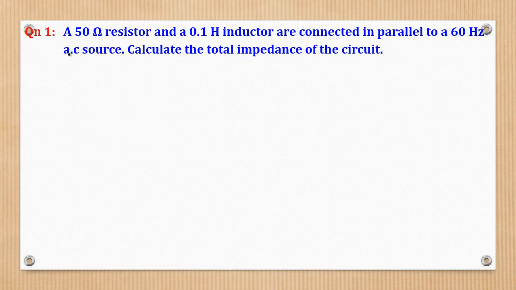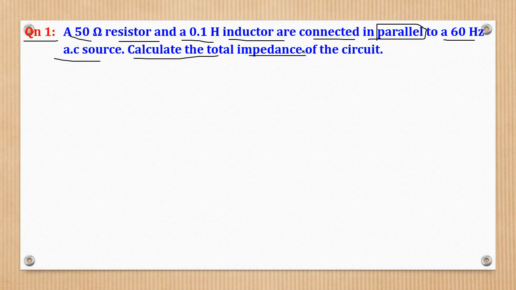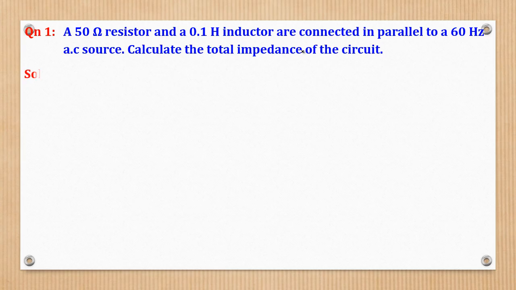So with that, we can go through some questions. Question 1, still they are similar to the format of the questions in the previous video, but in the previous video they were in series. Now these ones are in parallel. A 50 ohm resistor and a 0.1 Henry inductor are connected in parallel to a 60 Hz AC source. Calculate the total impedance of the circuit.